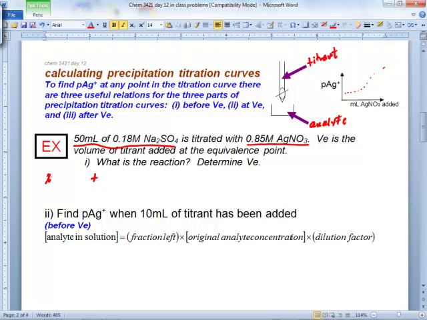The Na2SO4 plus the AgNO3. There are my reactants. What would be my products? Put the Na with the NO3, not the Ag.